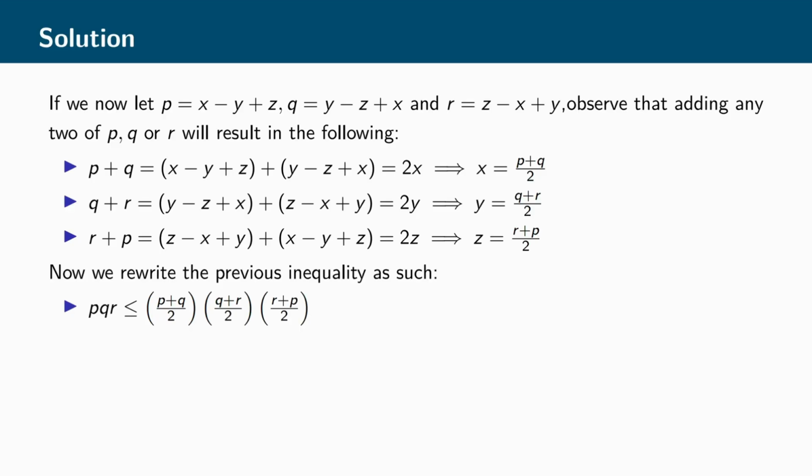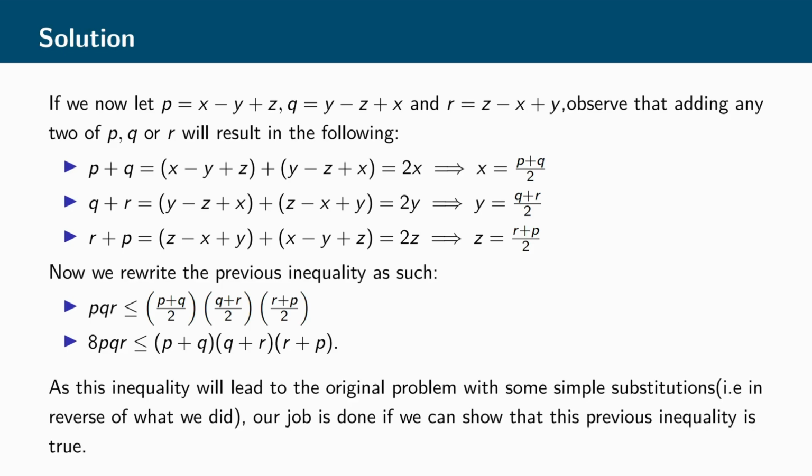pqr is less than or equal to the product of the arithmetic means of p, q, and r taken two at a time. Now we can multiply by 8 on both sides to get that 8pqr is less than or equal to (p plus q) times (q plus r) times (r plus p). As this inequality will lead to the original problem with some simple substitutions, that is going in the reverse way of what we did, our job is done if we can show that this previous inequality is true.